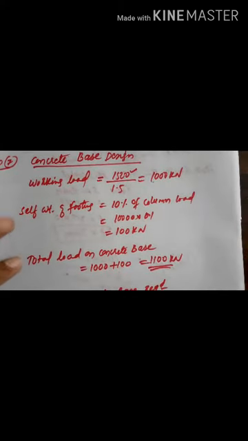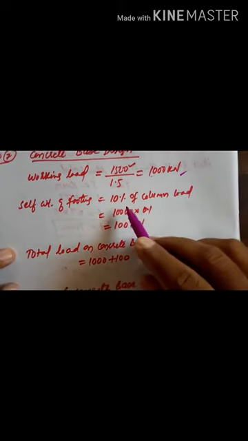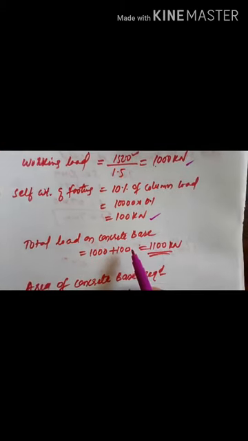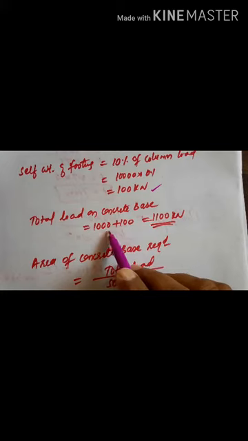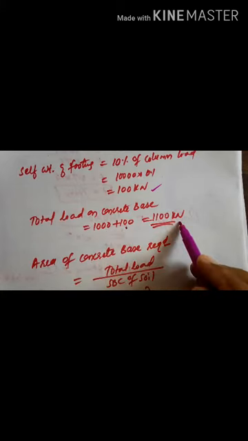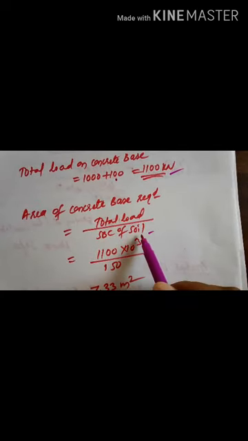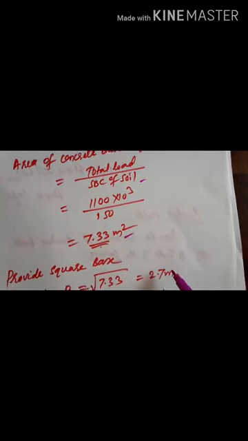The working load we have considered, then the self weight of the footing is considered as 10% of the column load, that is 100 kN. The total load acting on the concrete is 1000 plus 100. 1000 is the load coming on the column plus the self weight of the footing, that is 1100. Then the area of concrete base required is the total load divided by the SBC of soil. This SBC of soil is given in the problem, that is 150 kN per meter square, and 1100 kN is the total load acting on the column including the self weight of the footing. Then we get the area required as 7.33 meter square.